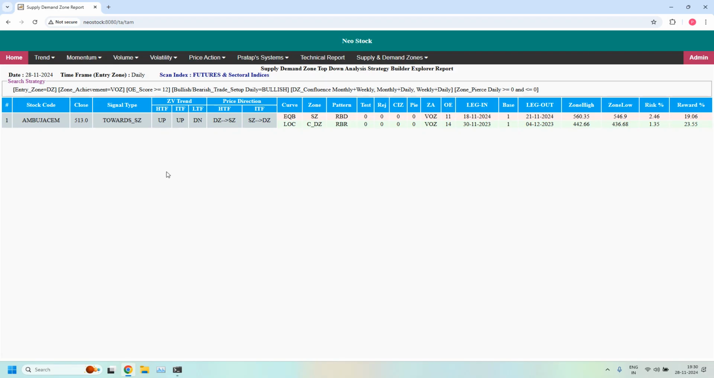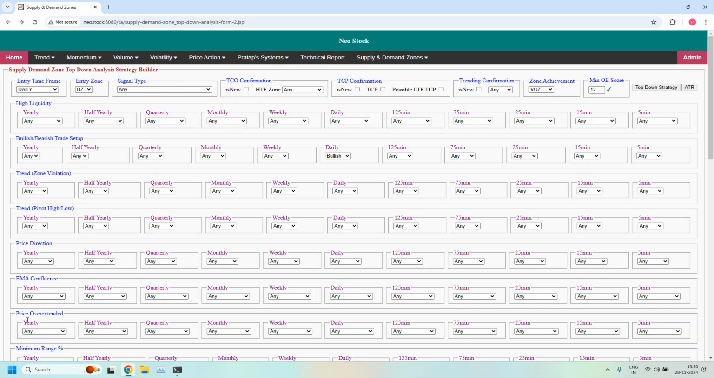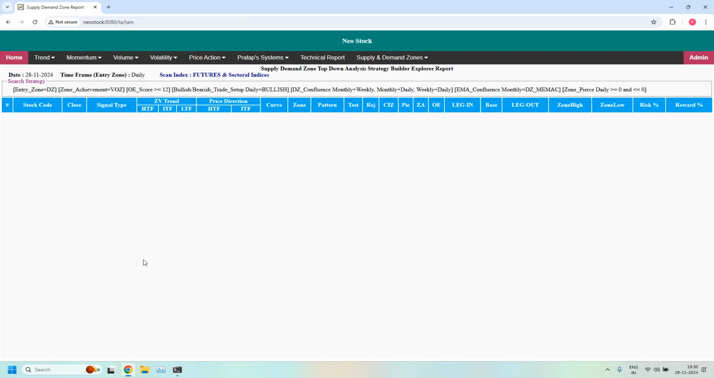We can also look for EMA confluence. This is having EMA confluence. This stock can be even more high probability trade setup supported stock. Let's verify. In the EMA confluence at monthly time frame, monthly demand zone having monthly EMA confluence. So that is not having any monthly EMA confluence. Okay, this is about bullish trade setup for monthly income trade.